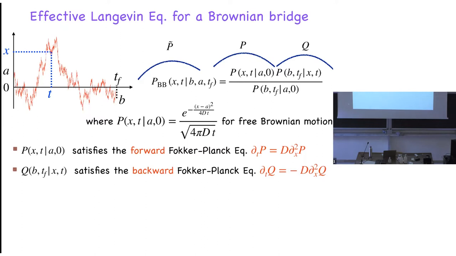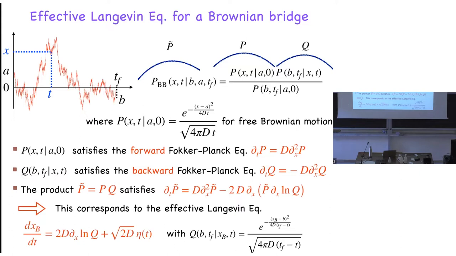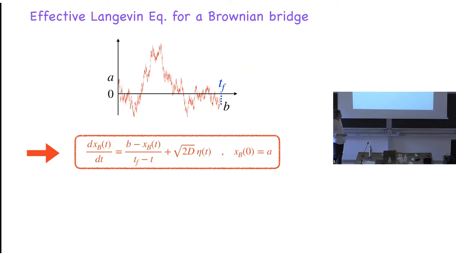Now, given this p and q, it's quite simple to derive an equation for p tilde, which is simply the product of p and q, simply using these two differential equations. And so you get a kind of effective Fokker-Planck equation. From it, you can infer the corresponding dynamics. That's very simple in this case, because q is very similar, it's just the same guy. And the effective equation that you get is basically the one that I showed before. And that's how you can discretize these things.